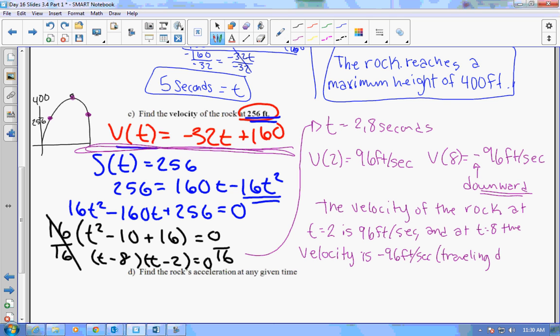Traveling downward. That does not look like a D. Okay, any questions about that? Find the rock's acceleration at any given time.